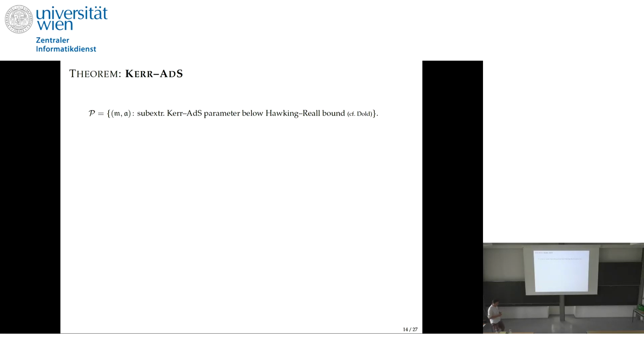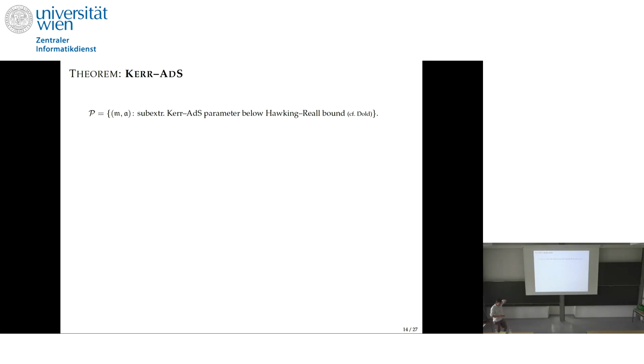To state the theorem, I have to define the full parameter space of all black hole parameters we are looking at. Namely, we look at all sub-extremal Kerr-AdS parameters, and moreover, we have to impose the Hawking-Reall bound. If you didn't impose that bound, then the Kerr-AdS exterior already has growing mode solutions. In that way, the exterior is already unstable, so the question doesn't make any sense. So these are the full sub-extremal parameter range you can look at, in the dimensionless quantities.